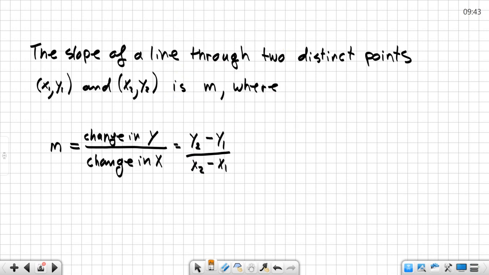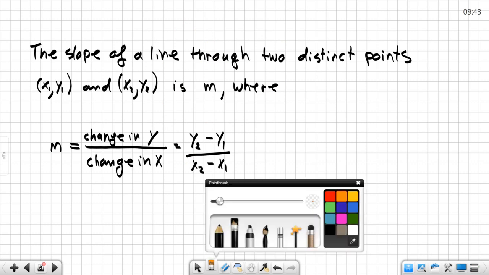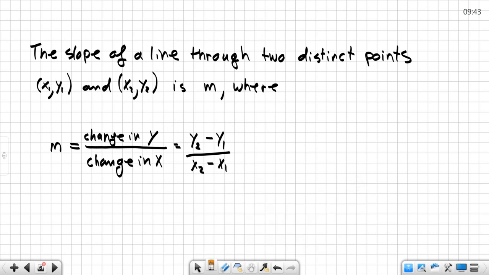All right, so if the slope of a line through 2 distinct points, x1, y1 and x2, y2 is m, then we can calculate m by saying, all right, this is the change in your y value divided by the change in your x value. And the formula would be m equals y2 minus y1 over x2 minus x1.